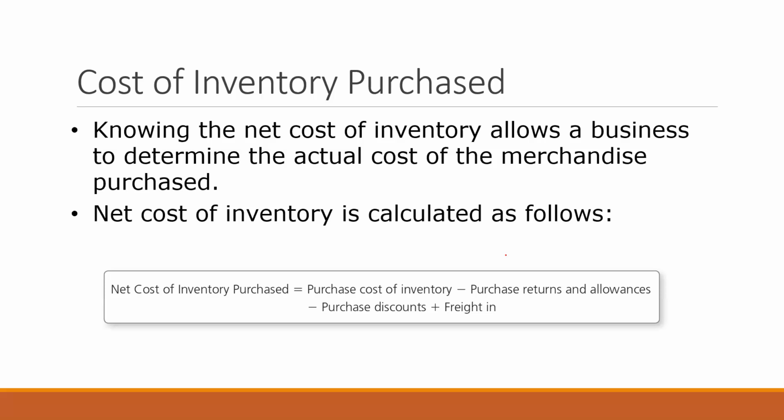So some other calculations that we'll be looking at. One is the cost of inventory purchased. How much is the inventory worth? So what's it going to be listed as on our balance sheet? Okay, we can add additional things such as the freight to have it delivered, and we can remove any discounts. So we have this: the cost of inventory minus any returns and allowances, minus any discounts, plus the shipping that we paid to get it to us.